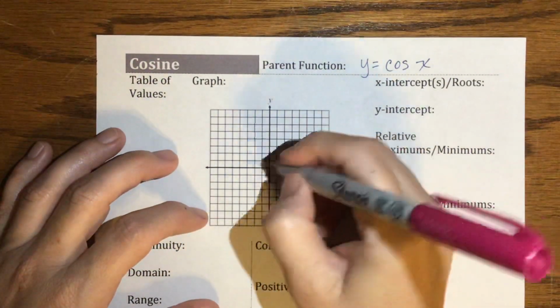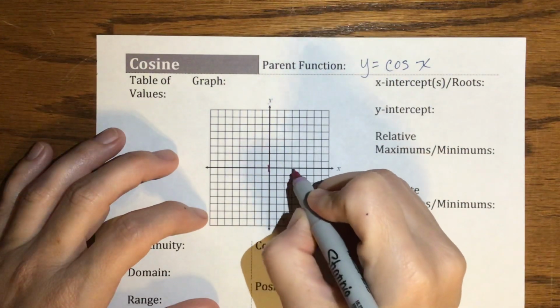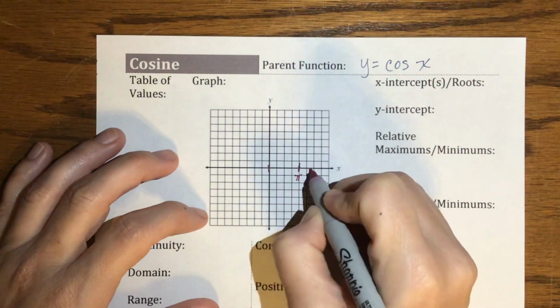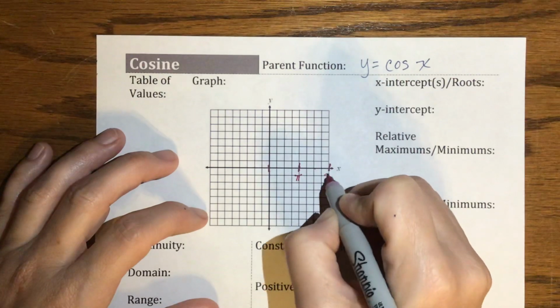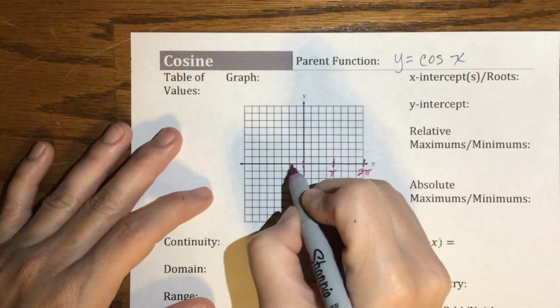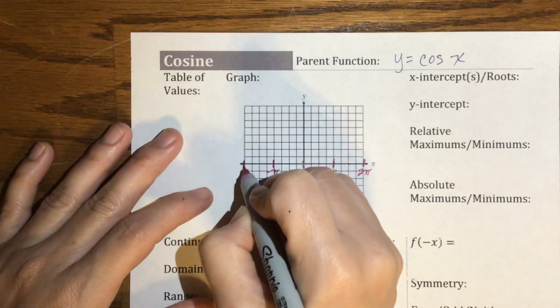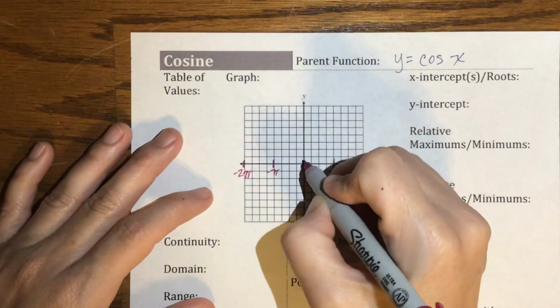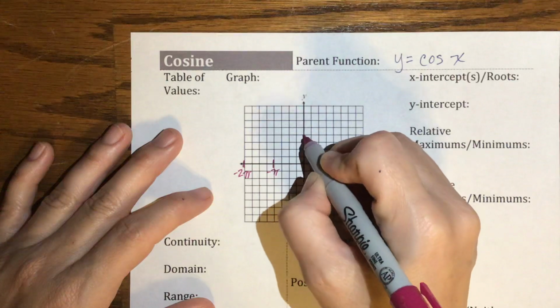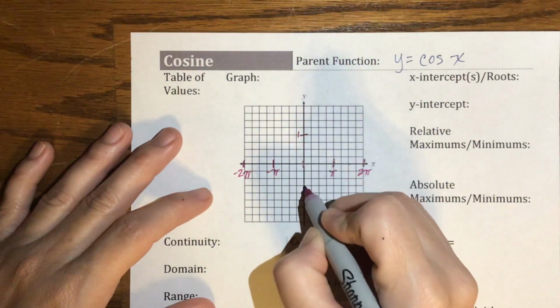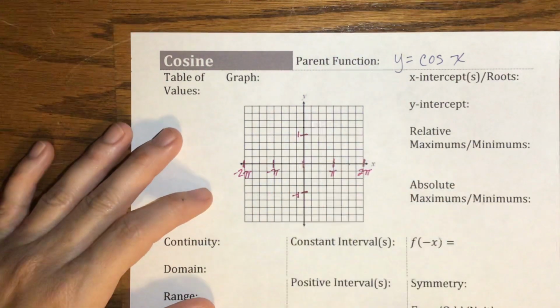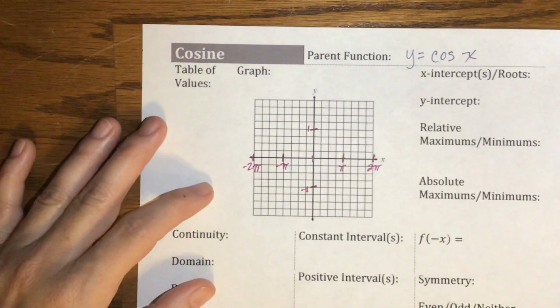So starting at 0, and then 1, 2, 3, 4, that's pi. 1, 2, 3, 4, that's 2 pi. And then 1, 2, 3, 4, that's negative pi. 1, 2, 3, 4, that's negative 2 pi. And then again, we just need to go 1, 2, 3, 4 from 1 to negative 1 because of our amplitude.